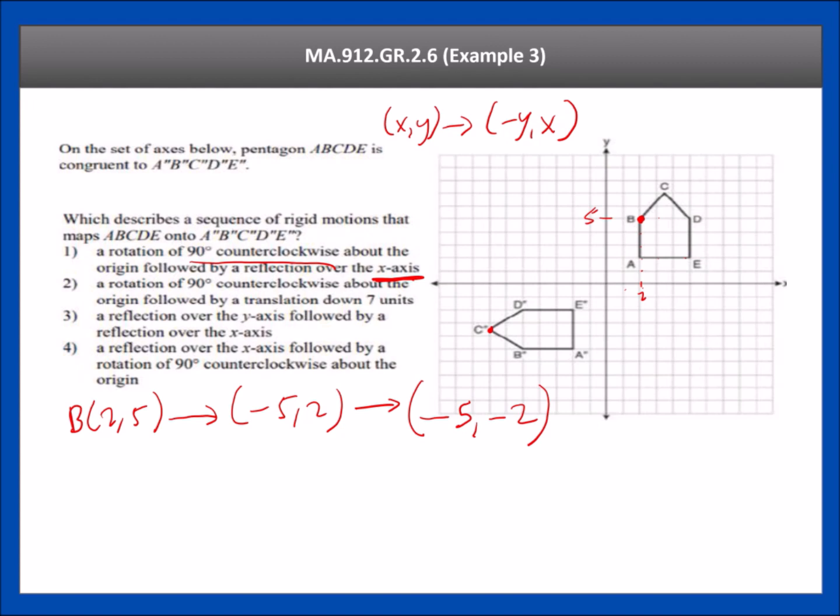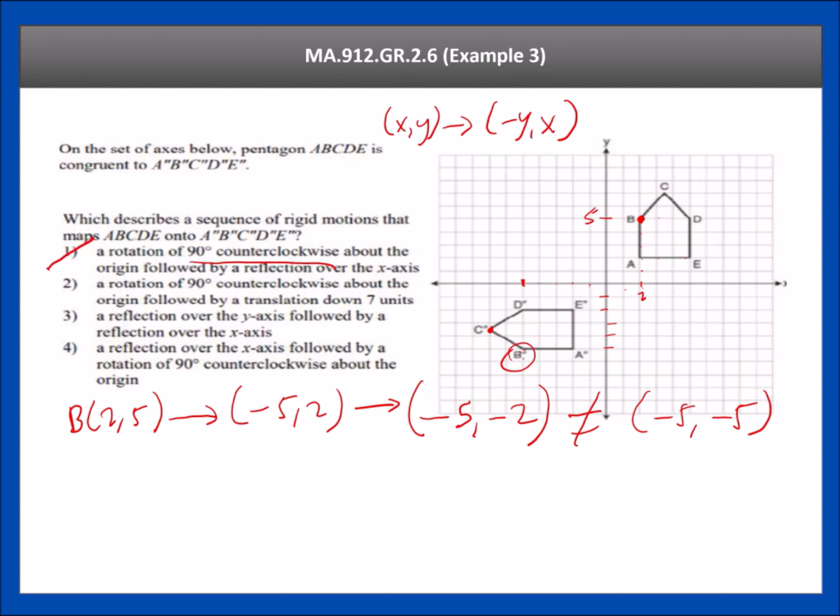Let's see if that works for B. So right now, the coordinates of B double prime are 1, 2, 3, 4, 5. Yep. And 1, 2, 3, 4, 5. So it looks like it's (-5, -5), right? Which is not the same as that. So it doesn't look like it could be A, or number 1. So cross out number 1.